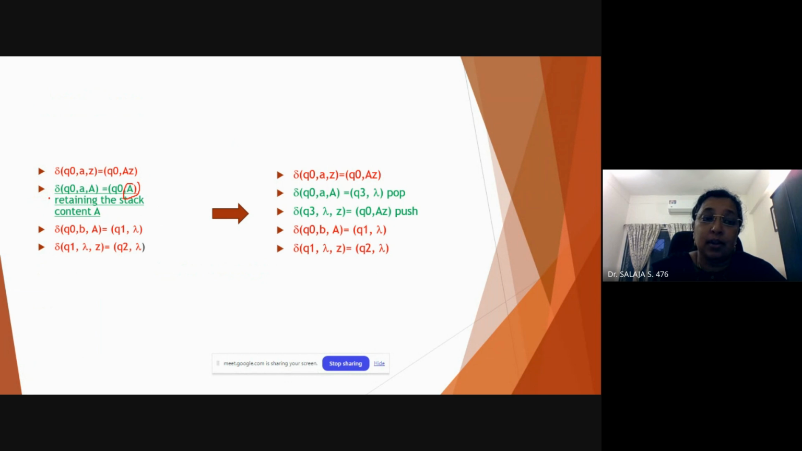So how do I write it? We take the left hand side of such a transition, and the output would be a new state which is not part of the transition. Here it is Q3, followed by popping of the stack content, which is lambda. And now the next transition, we'll take the output of this new transition and make it as input, along with Z, the stack alphabet, and the output of the original transition Q0 A with Z. So making a decrease and an increase in the stack content.